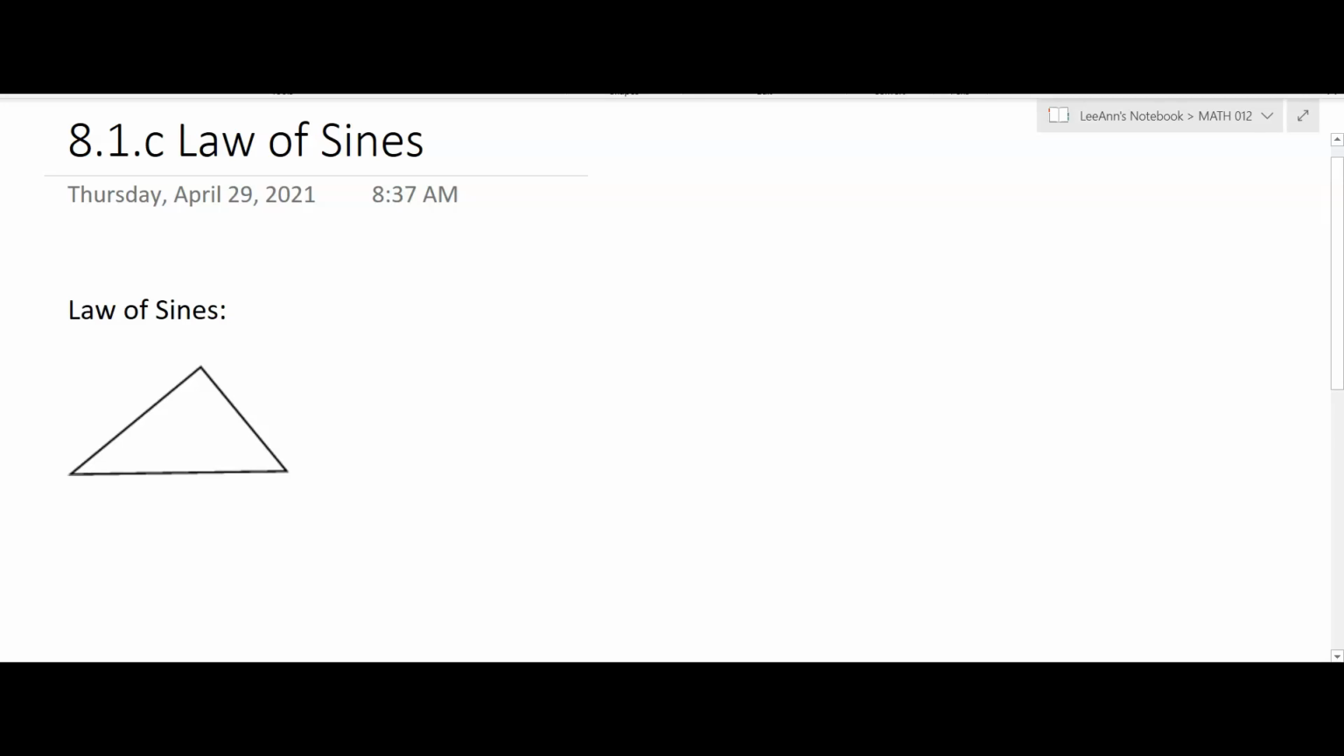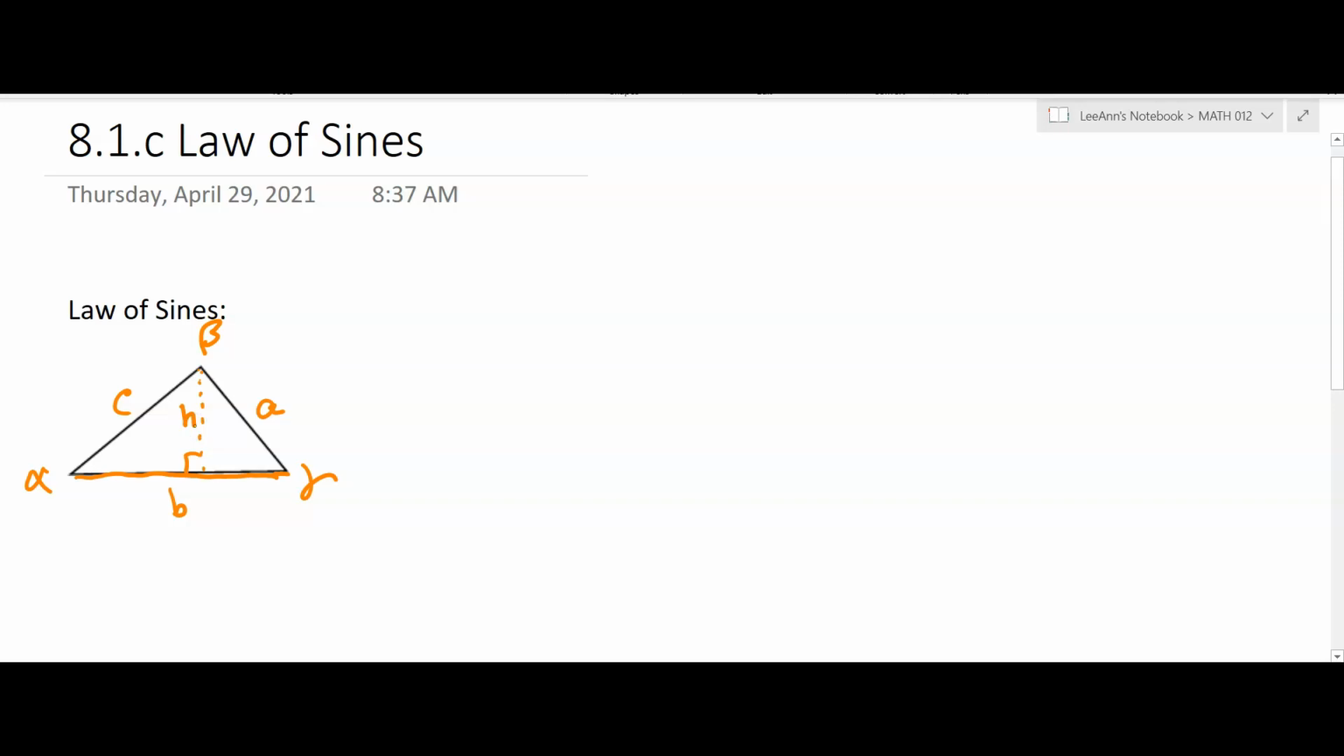So here we have an oblique triangle, and we're going to talk about the law of sines and where it comes from. What I'm going to do for this oblique triangle is draw an altitude from the top down. I should have labeled my triangle first: alpha, beta, gamma, and then the sides A, B, and C. Remember, B is all of this side. I'm also going to label my altitude H for height. That's pretty standard.